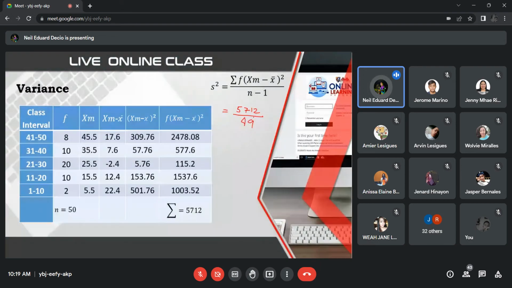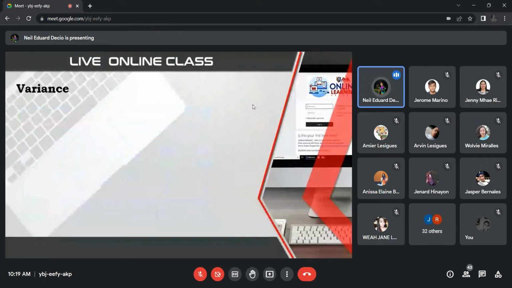Now, 5,712 divided by 49 is equal to 116.57. That's actually 116.5714286, but then in-approximate na lang natin siya, or we rounded off to two decimal places. So this is now our variance. Okay? It's actually not that hard, no?